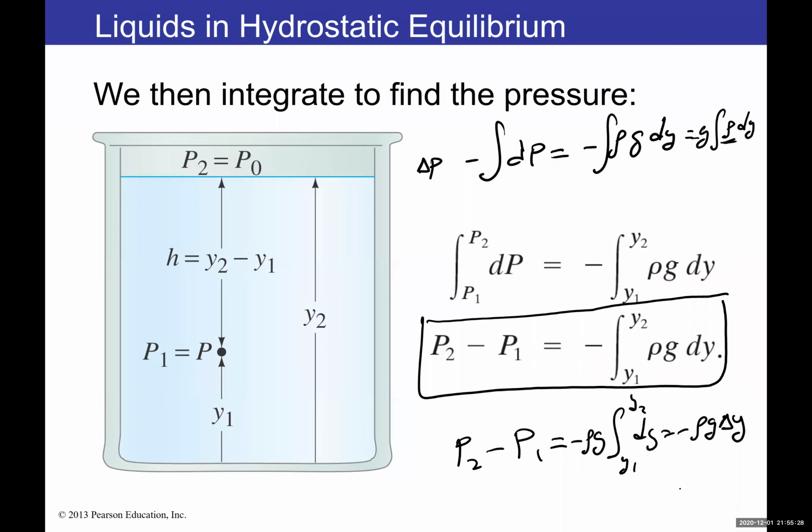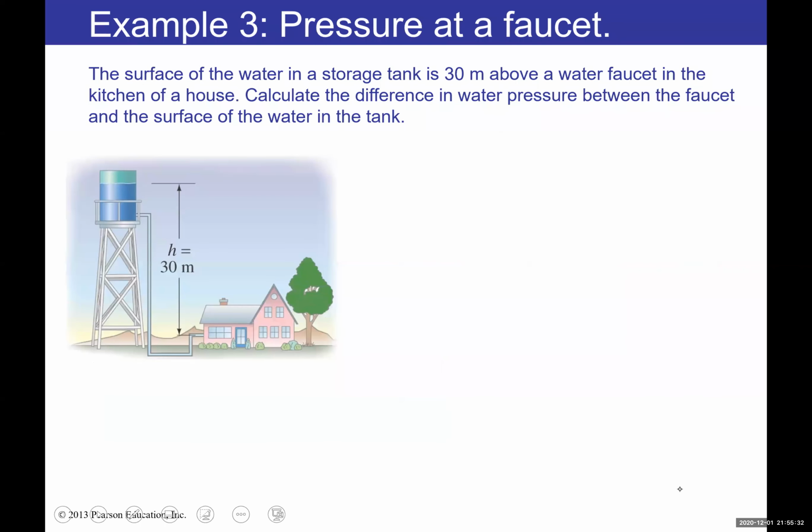All right, so let's look at this example here. The surface of the water in a storage tank is 30 meters above the water faucet in the kitchen of a house. Calculate the difference in water pressure between the faucet and the surface of the water in the tank. All right, so we are given the height, which is 30 meters. Or you can say the depth.